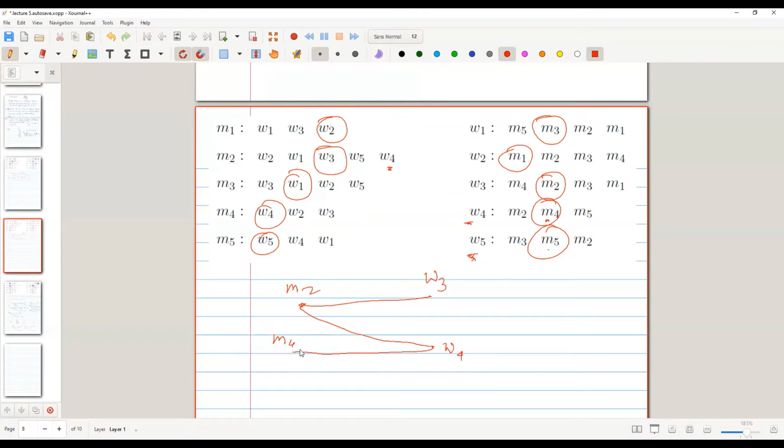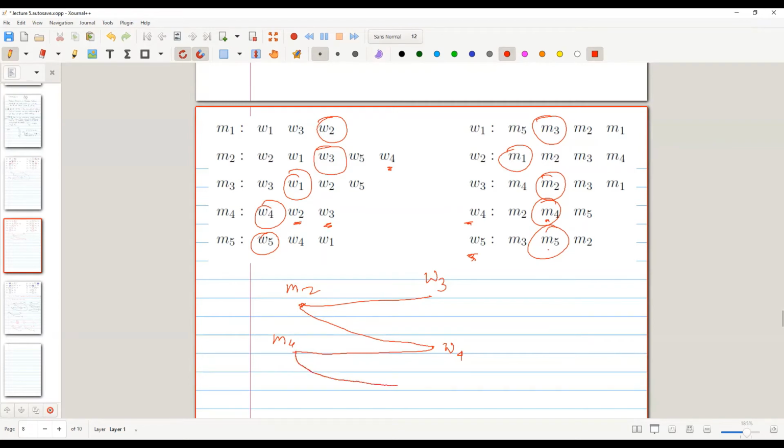So W3 prefers M4 over her current partner. Have you checked W2? You have to check serially. First you have to check W2. But W2 has already got the best partner, so she doesn't prefer M4 over her current partner. So now you can come to W3.